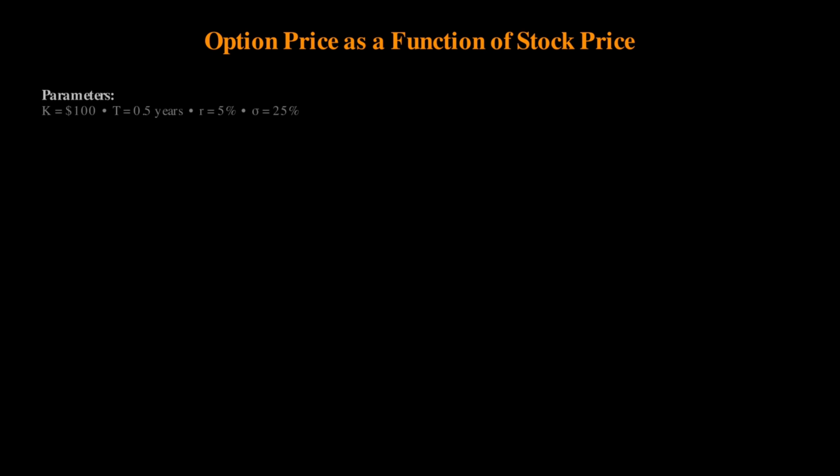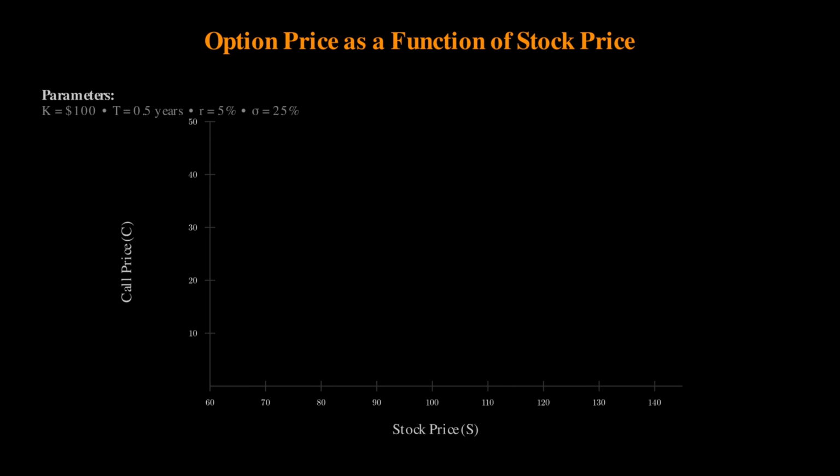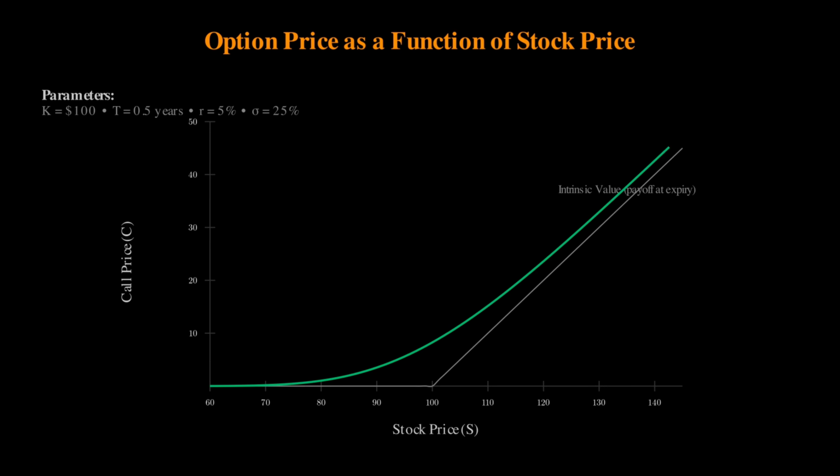The key insight is that we can price an option by averaging its payoff across all possible paths, and Black-Scholes gives us that average in closed form. Now let's see the formula in action. We'll use a strike of 100, half a year to expiry, 5% interest and 25% volatility.